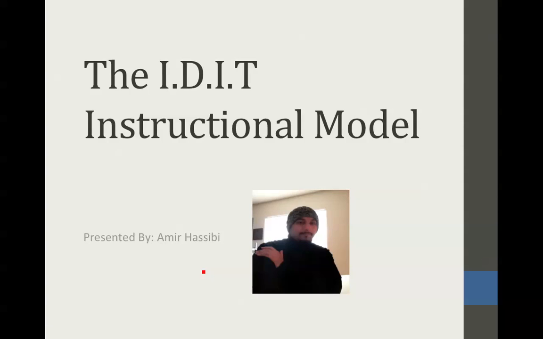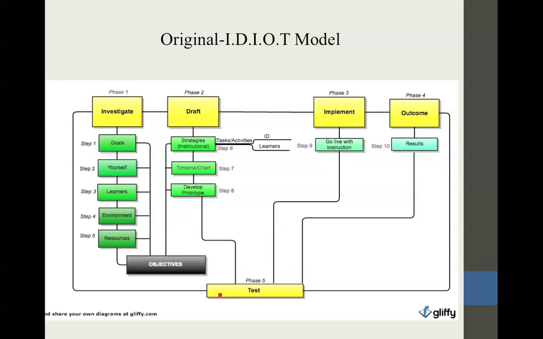Now, here's a flowchart of my model. This is the original flowchart. It's called the IDIT Model, and I made some changes to this based on feedback I received from Dr. Murphy. She mentioned that the implement and outcome phases were very similar, and they were. So in the revised version, I got rid of phase 4, the outcome phase.